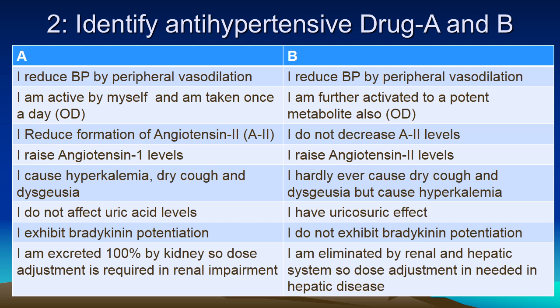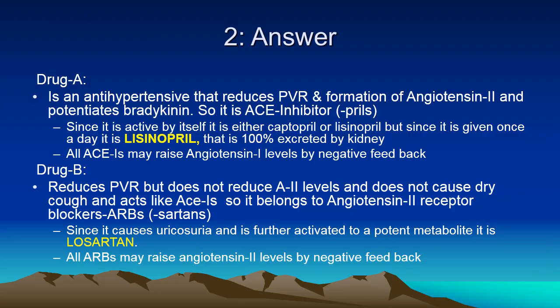Now this clinical picture points out that the drug may be acting on the renin-angiotensin system. A and B both will be acting on this system. How do we differentiate? Drug A is an antihypertensive that reduces peripheral vascular resistance and formation of angiotensin II and potentiates bradykinin. So these three things show they are ACE inhibitors, the prils.